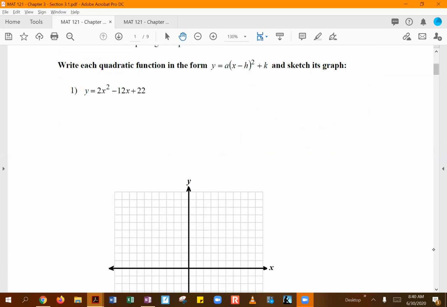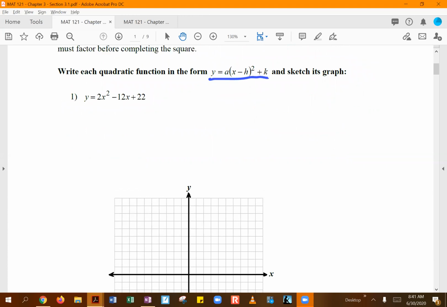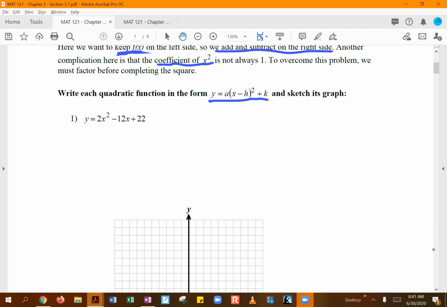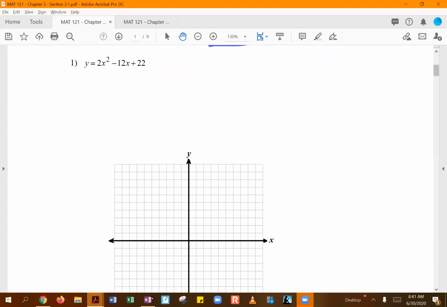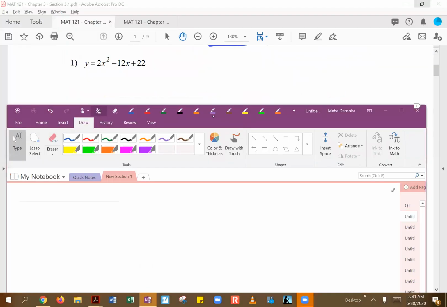So let's go ahead and take a look at this example over here. They're asking us to write the quadratic function in the form of y equals a times x minus h squared plus k. Remember, this is what I'm calling our transformation form. Because remember, this is what tells us how many units to move up and down, how many units to move right and left, if you're going to have a stretch or a shrink or a reflection. So that's why we call this the transformation form. So let's go ahead and take a look at this first example here.